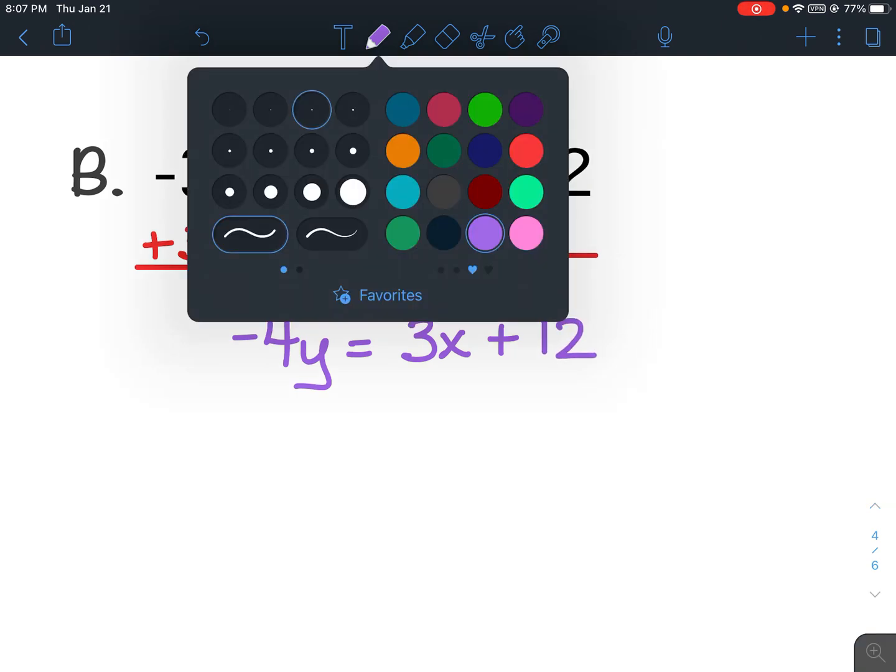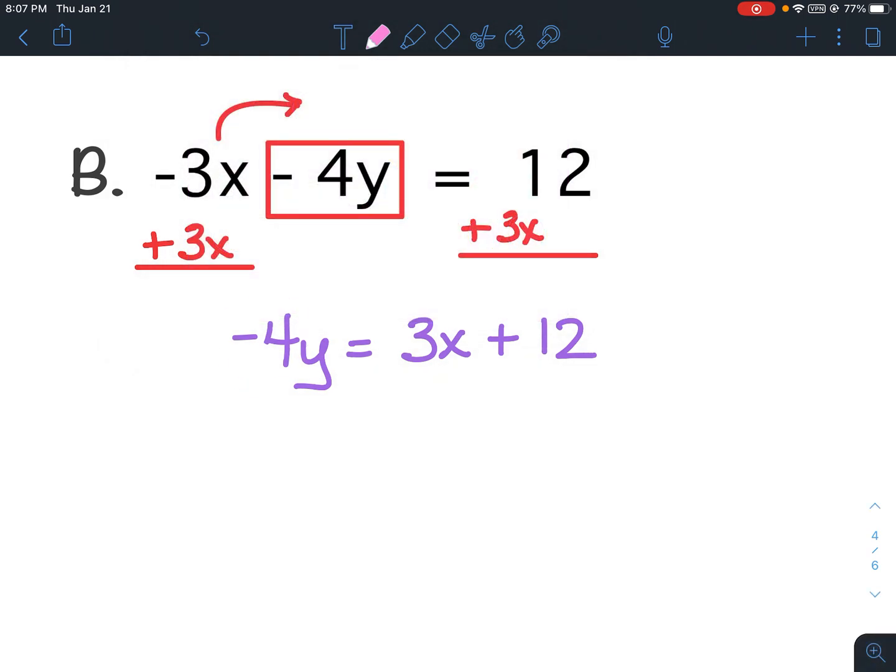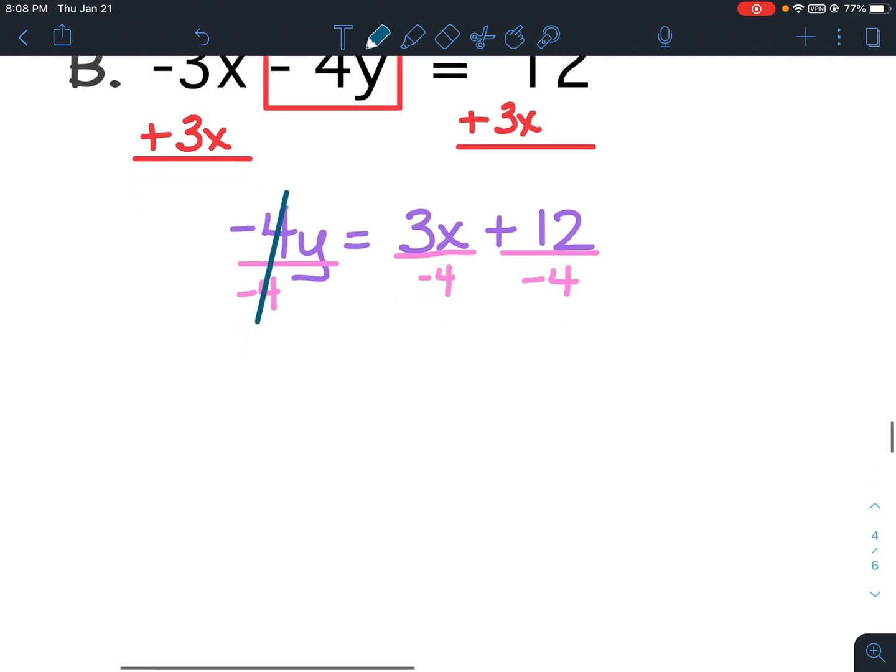All right, the next step to isolate the variable is to get rid of the -4. This is multiplication, so the opposite of multiplication is division. So I'm going to divide everything by -4. They would cancel. Y equals 3 over -4 would reduce to -3/4. And then put the x. 12 over -4 is -3.